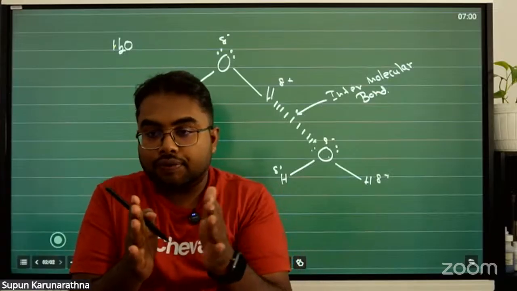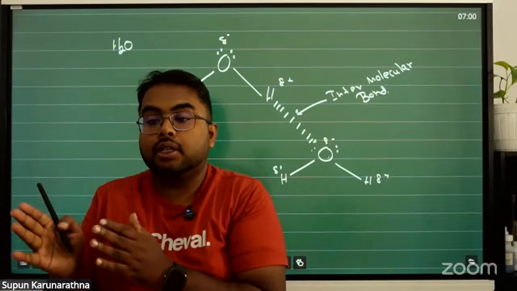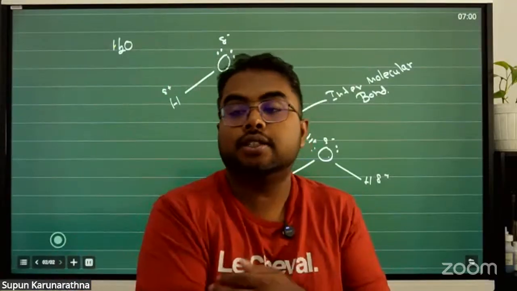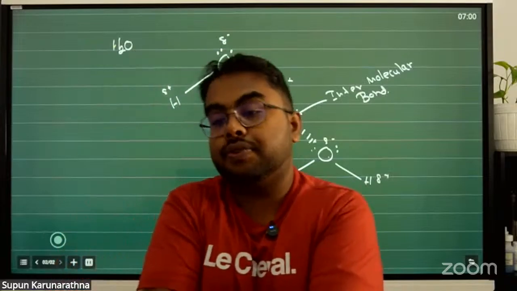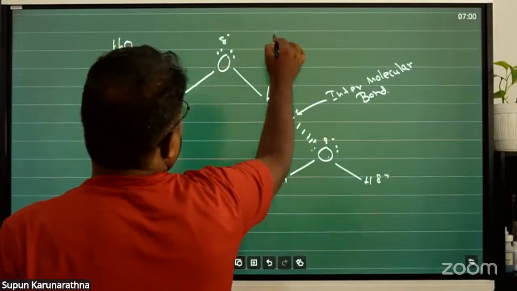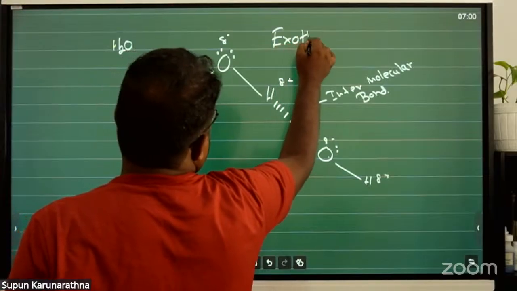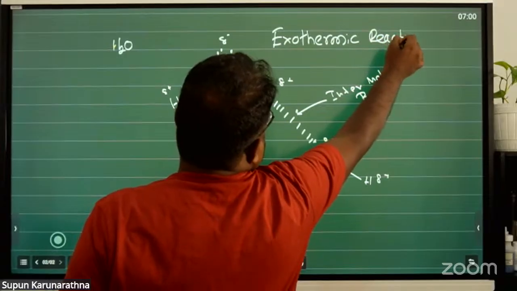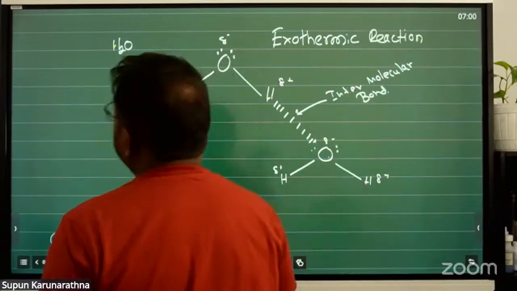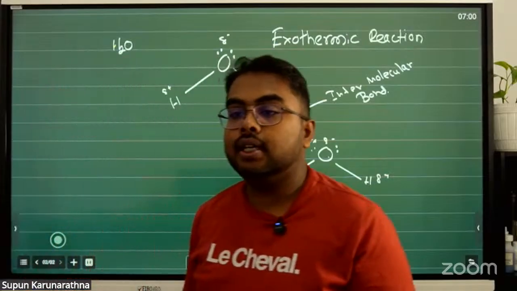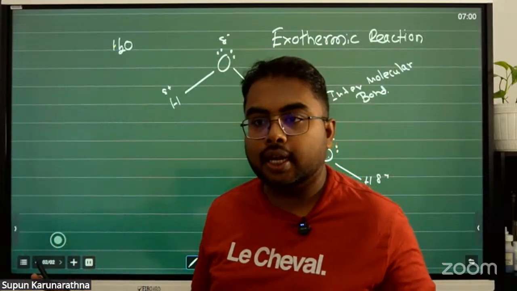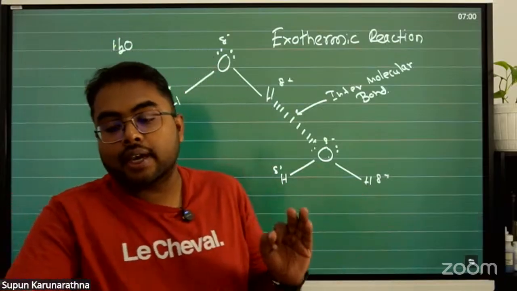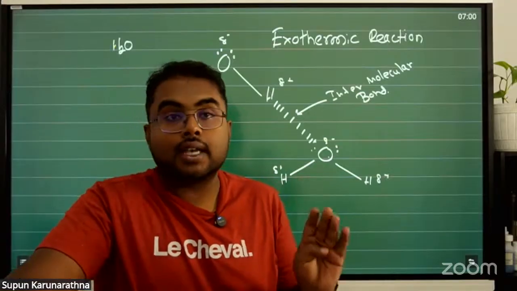The reason is that the energy of the reactants is higher than the energy of the products. Due to that energy difference, the excess energy is released into the environment. This kind of reaction we call an exothermic reaction. Did you understand? So what is the answer for this question? If a chemical reaction is exothermic, it always absorbs heat.